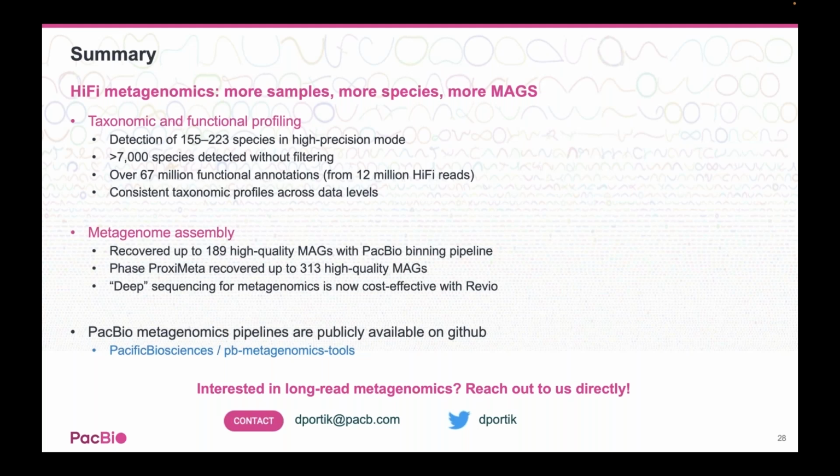Finally, all of the pipelines and workflows that I've discussed are freely available on GitHub. We have a Pacific Biosciences GitHub site and the PB Metagenomics Tools repos where these things live. There's plenty of documentation and additional resources and links to data sets so you can try out these analyses for yourself. So I would encourage you to go and visit and check out what we have to offer.